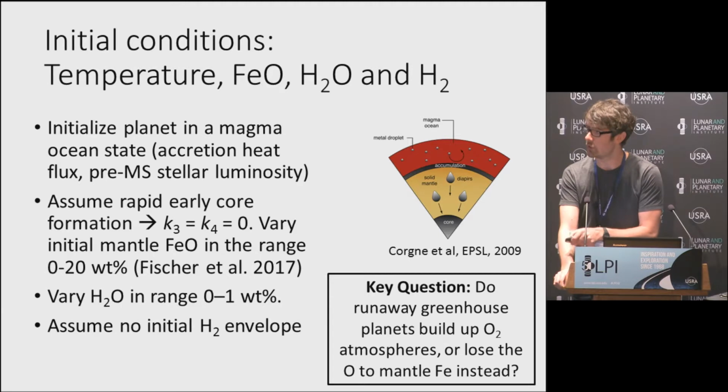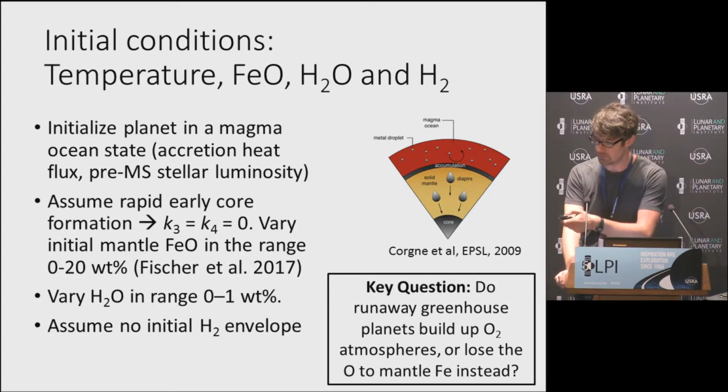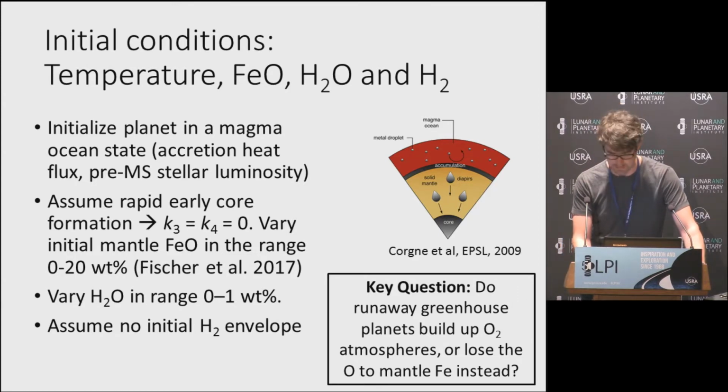The thinking here is that if you go much beyond 1%, then you're getting into a situation where you would be able to tell that the planet was volatile rich from its mass-radius relationship. And at least in the plots I'll be showing you here today, we assume no initial H2 envelope. And so, as I've been hinting at, a key question here that we want to answer is whether runaway greenhouse planets should build up O2 atmospheres or mainly lose the oxygen to mantle iron instead.